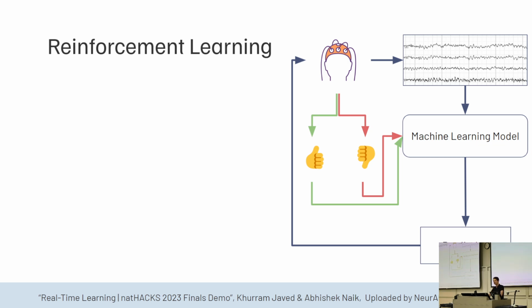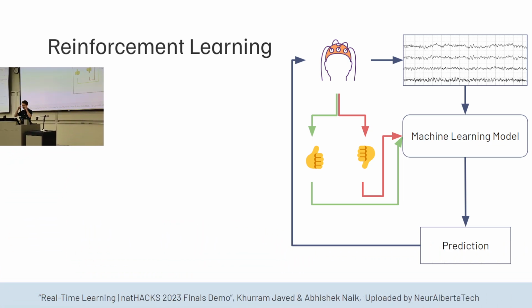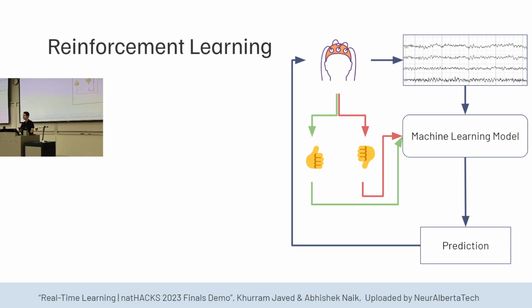But then in NatHacks of last year, we saw a project by Karam Javed and Abhishek Naik, where they presented something called real-time learning. In their setup, they had a virtual dog walking on the screen, and based on moving their left or right eyebrow while wearing the EEG headset, it would turn left or right, and they could train it in real time. Within about a minute, they could have the dog learn to walk left or right based on the EEG signals. So we thought, why don't we take this setup, and instead of having a dog walking left or right, we have a hand that's trying to close or open.